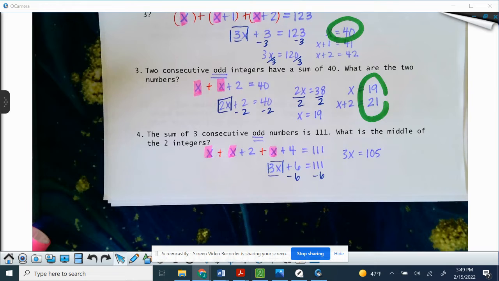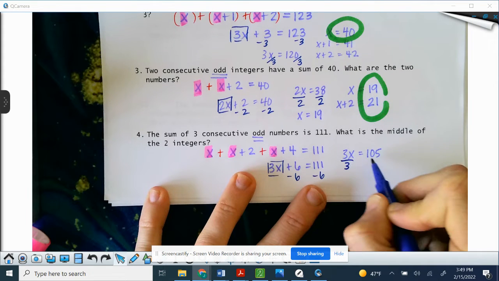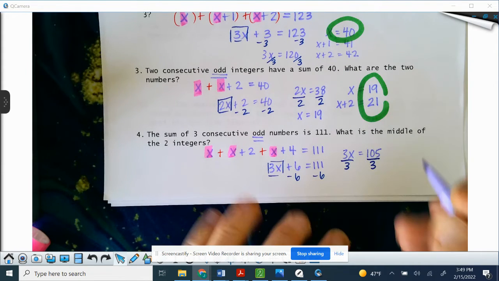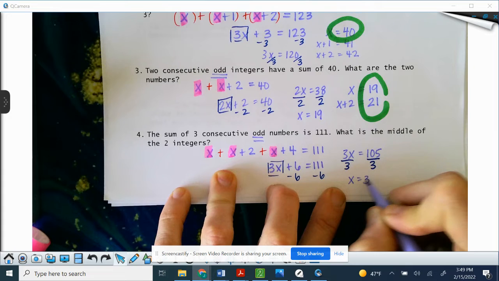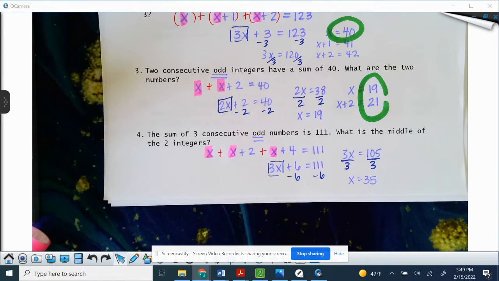And then we're going to divide, because that's 3 times x. So we're going to divide 105 by 3, both sides by 3. And then x is going to equal 35. So my first question, I want to make sure, is 35 odd? It is. It's not divisible by 2. So that means I have 35.